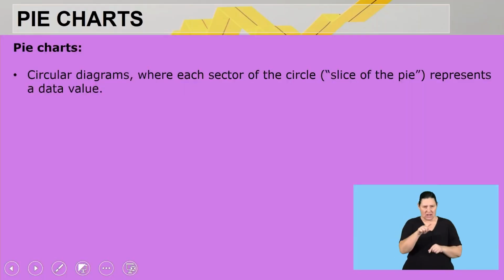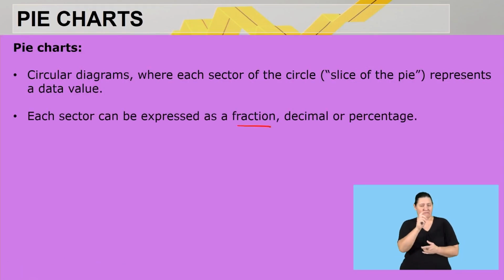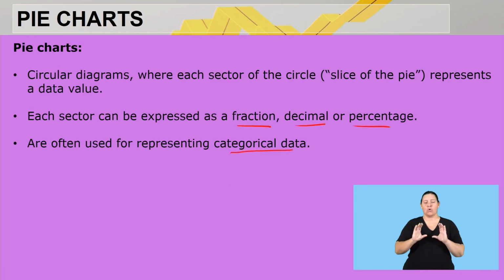Now we'll focus on pie charts. Okay, so what is important when you look at pie charts? I indicated here it's a circular diagram where each sector of the circle, what we also refer to as the slice of the pie, represents a data value. Each sector can be expressed either as a fraction, a decimal, or as a percentage. What else is important? Pie charts are often used for representing categorical data.